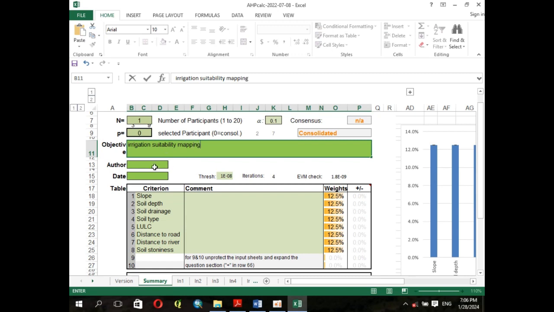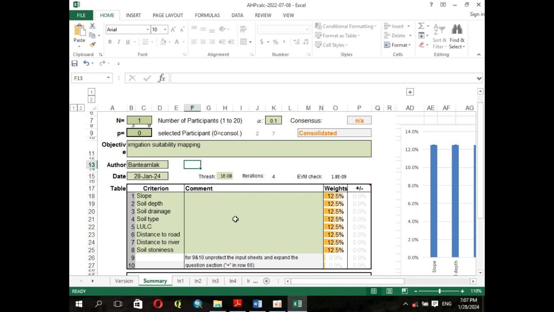Okay, irrigation suitability mapping, and you can leave the authors, or you can write. For instance, I can write, okay, my name, Van Damlak. And you can write also the date. Today is 1/28 2024, right?